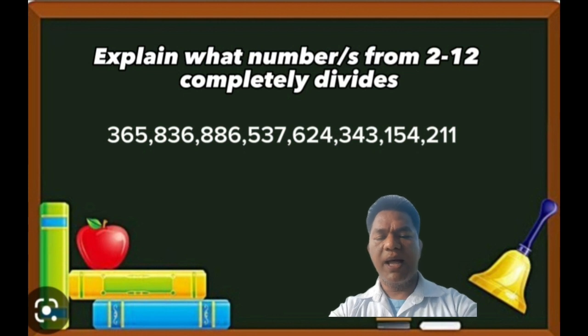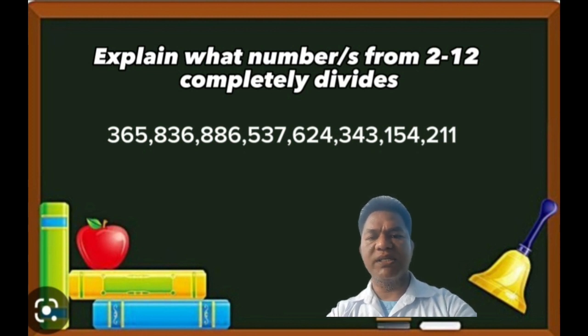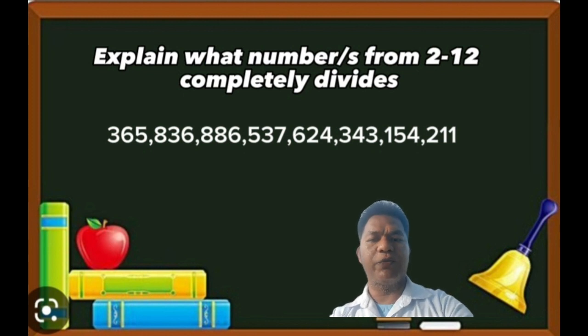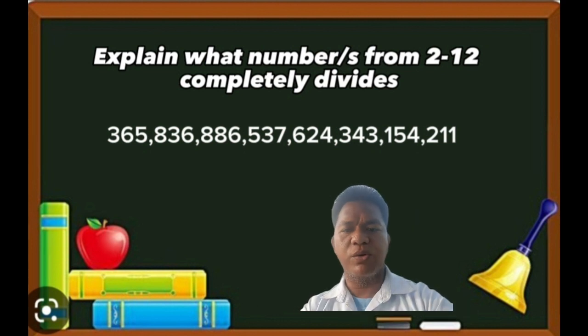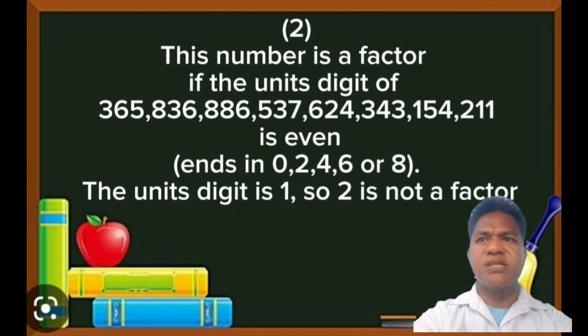In this video, I am tasked to explain what numbers from 2 to 12 completely divide 365 sextillion, 836 quintillion, 886 quadrillion, 537 trillion, 624 billion, 343 million, 154,211. Let's break down the question into simpler parts and check each number between 2 and 12. First, we have to try the number 2.